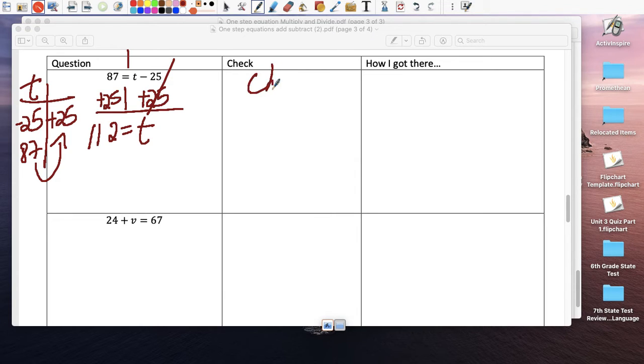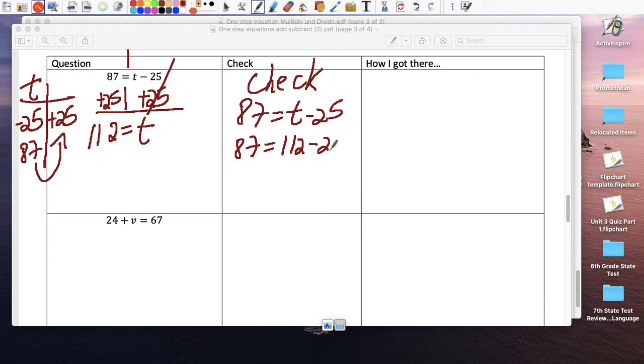Let's check to see if this is true. 87 equals t minus 25. 87 equals 112 minus 25. And again, you can use your calculator. 112 minus 25 is 87. So yeah, good.